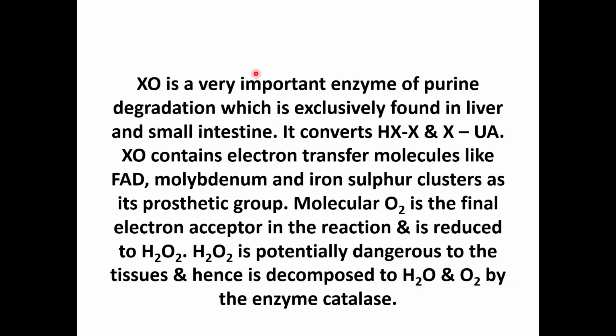So xanthine oxidase is a very important enzyme of purine degradation, which is exclusively found in the liver and the small intestine. It converts hypoxanthine to xanthine and xanthine to uric acid. Xanthine oxidase contains electron transfer molecules like FAD, molybdenum and iron sulfur clusters as its prosthetic group. Molecular oxygen is the final electron acceptor in the reaction and is reduced to H2O2. This H2O2 is potentially dangerous to the tissues and hence is decomposed to water and oxygen by the enzyme catalase.